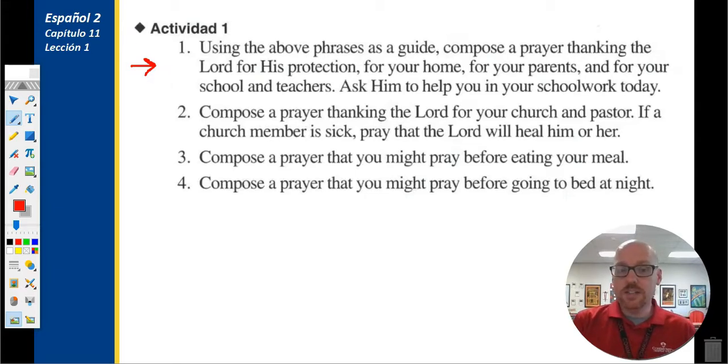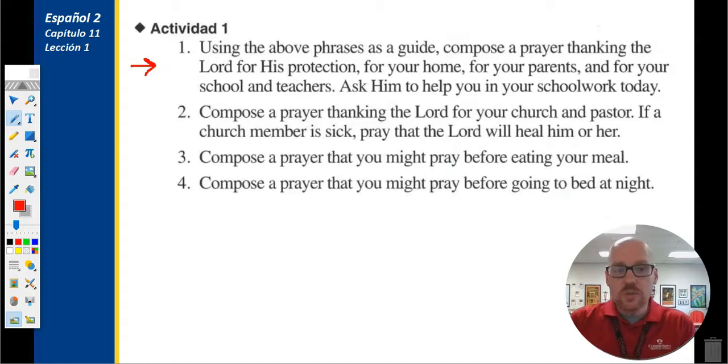together. So using the above phrases as a guide, the ones that we just talked about, compose a prayer thanking the Lord for his protection, your home, your parents, and for your school and your teachers, and then ask him to help you in your schoolwork today.